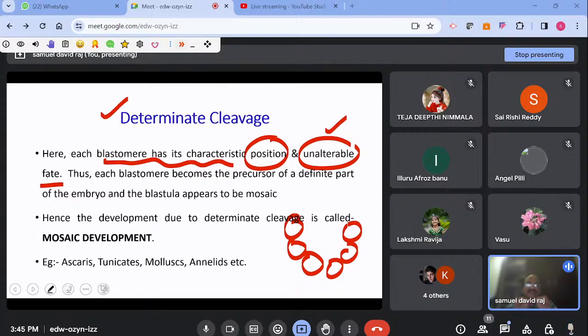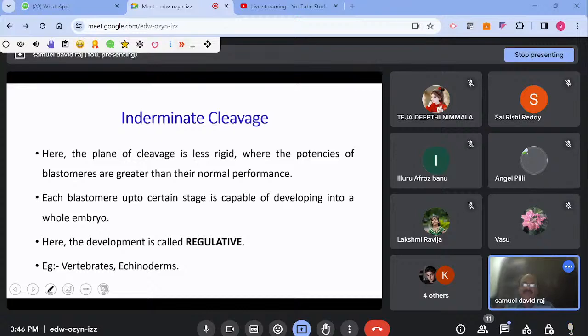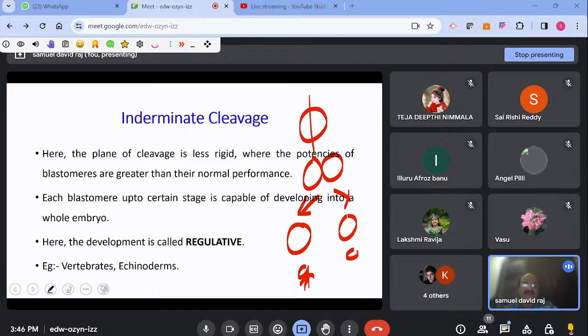So, when the cleavage results in a few cells called blastomeres, which have a predetermined fate, such a cleavage is called determinate cleavage, and it always results in mosaic development. Examples you can read through from this: ascaris, tunicates, mollusks, annelids, etc. Opposite to determinate cleavage is indeterminate cleavage. What I told you before is that the zygote divides into two cells. In us, when these two cells are separated, each can form one complete adult. Even if two cells divide to form four cells, if you separate the four cells, each one can develop into one individual.